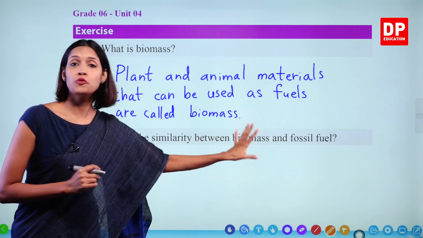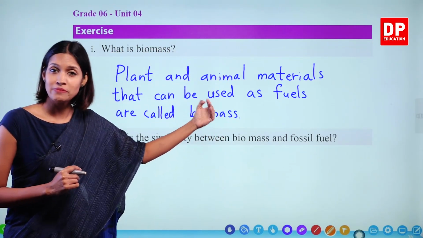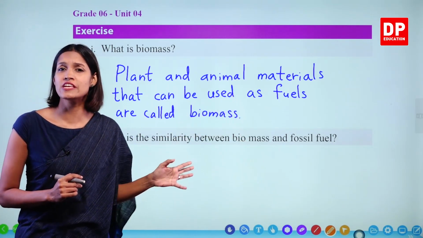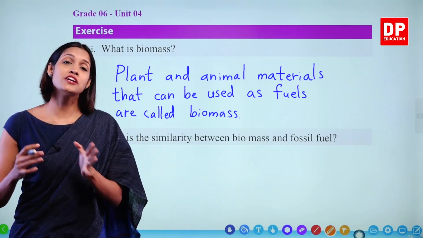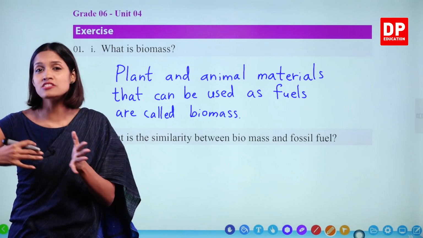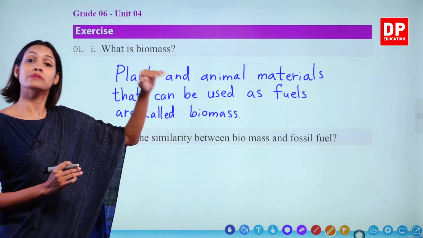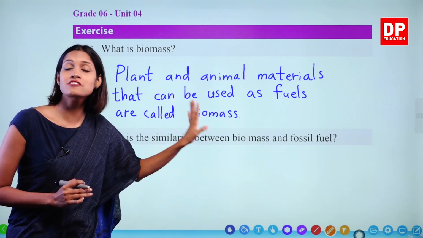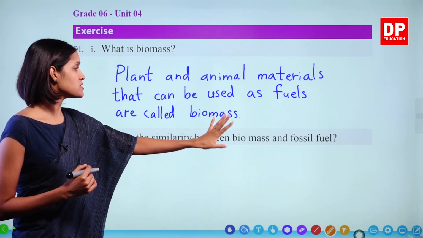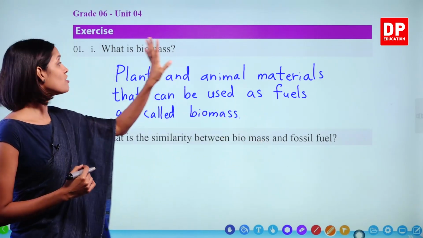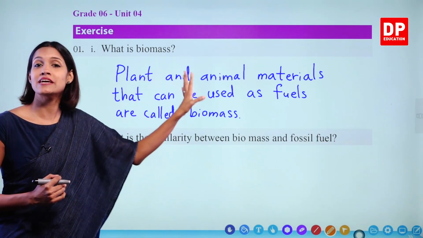So fossil fuels are formed when the buried plant and animal materials undergo different changes because of extreme temperatures and pressures present in different parts of the earth. So this happens over millions of years. So due to the changes that take place in plant and animal materials or buried plants and animal materials over millions of years, fossil fuels are formed. Okay, children? So fossil fuels are also made out of plant and animal materials. Even biomass is also made out of plant and animal materials.